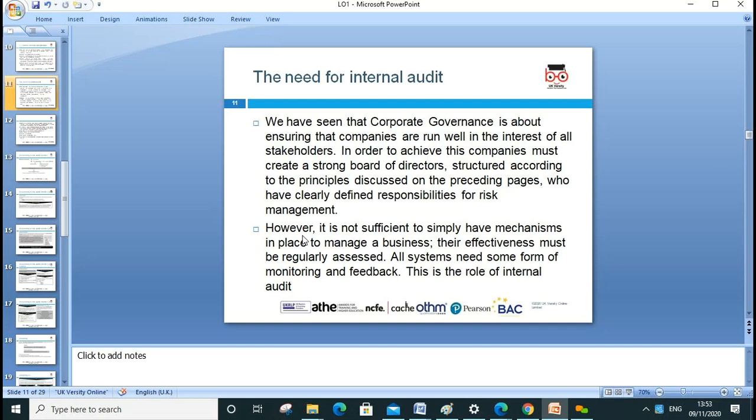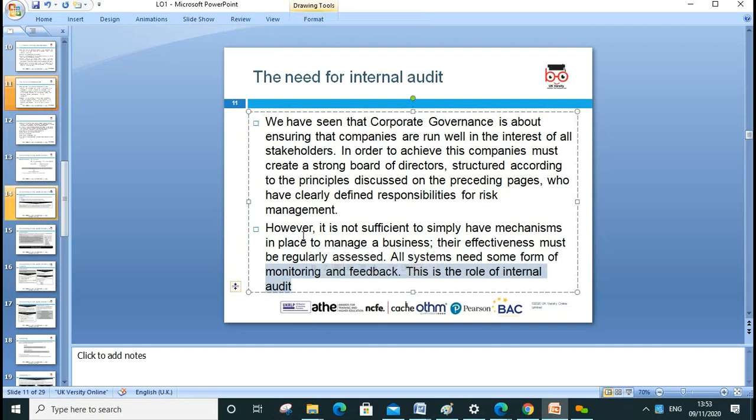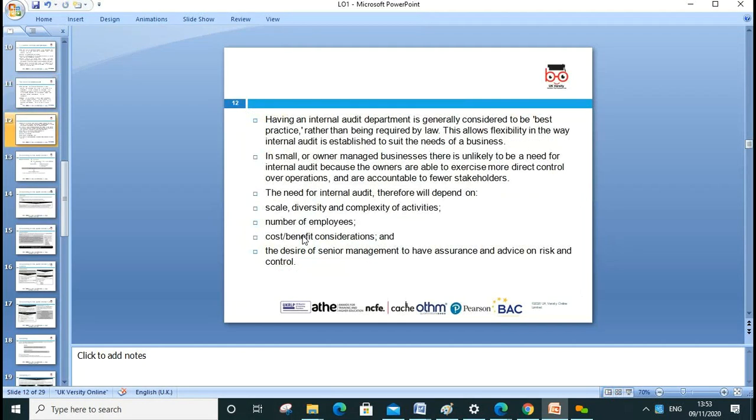Structure, yes, we can discuss and go through. However, it is not sufficient to simply have mechanisms in place to manage the business. We need to look at effectiveness. We need to assess regularly. All systems need a form of monitoring and feedback, and the role of internal audit is this monitoring and feedback. So having an internal audit department is generally considered best practice.